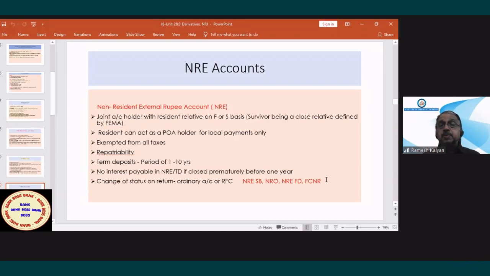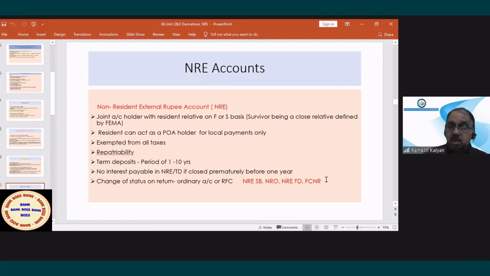Suppose a person is returning back to India. He chooses to remain in India. When will his status change? Earlier it was 6 months, now that is not there. The moment he comes, the status will change. So we have to get a letter in writing. His status will become resident Indian.